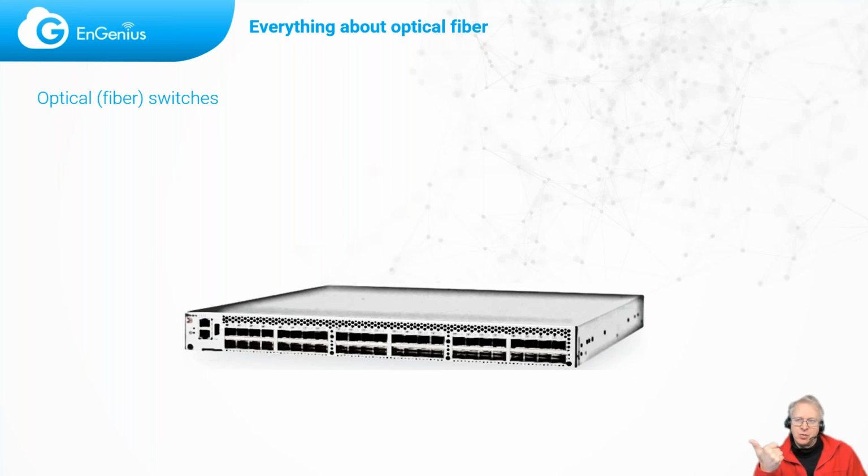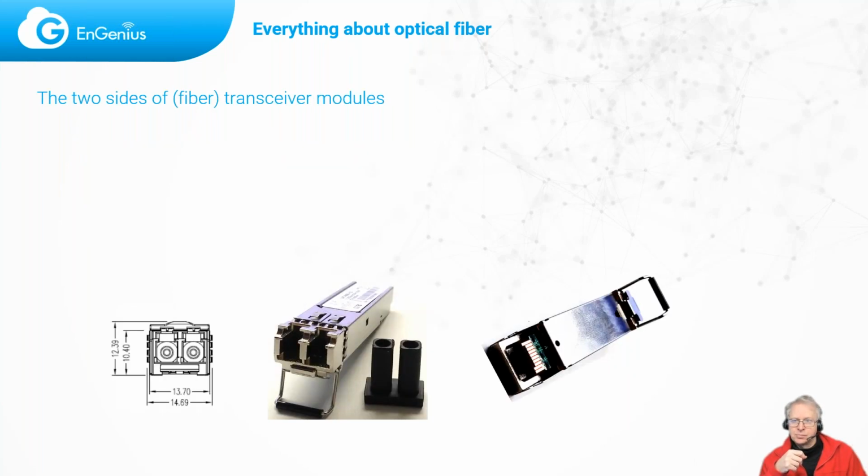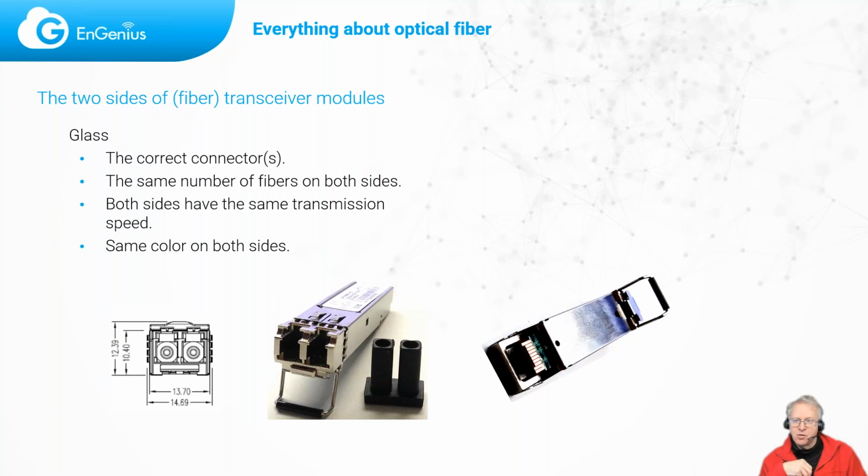So then we have the cables, and we have the connectors, but they still have to go into something, like a switch. So there are optical fiber switches, but in the case of the optical fiber switches, they do not have connections for fiber out of the box. They have cages, and in those cages you can put optical transceiver modules. The modules contain the transmitting laser diodes to transmit and receive the optical signals. So then you need the transceiver modules, and the most popular of those we have are, of course, the SFPs.